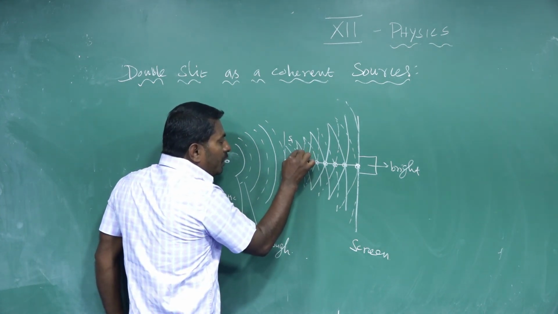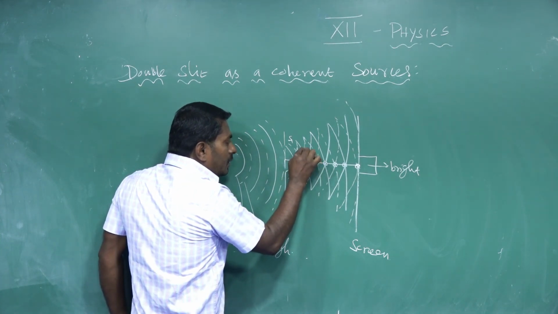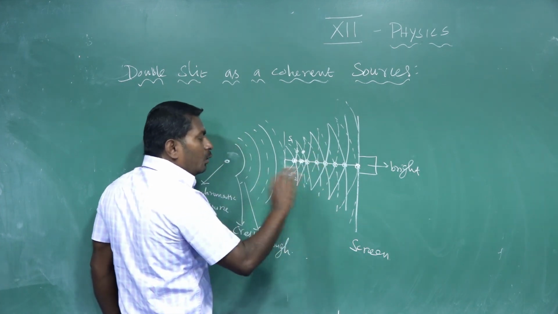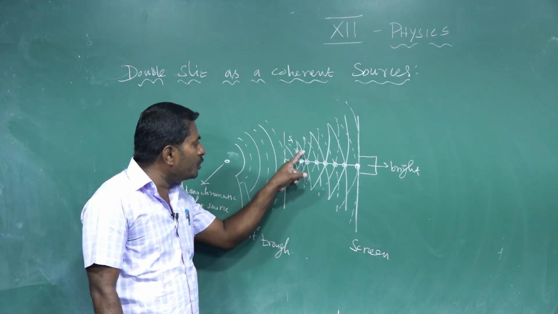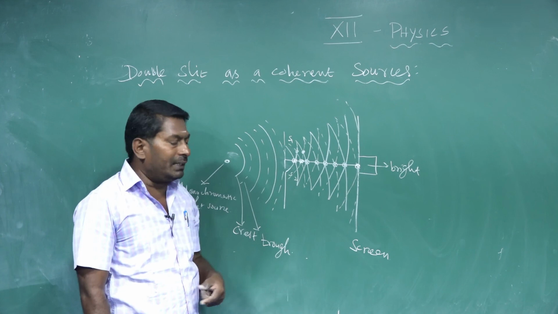Now see, the crest of one wave meets the trough of another wave, or the trough of one wave meets the crest of another wave. Waves meet out of phase. Resultant displacement is minimum. At that point it appears dark. This type of interference is called destructive interference.